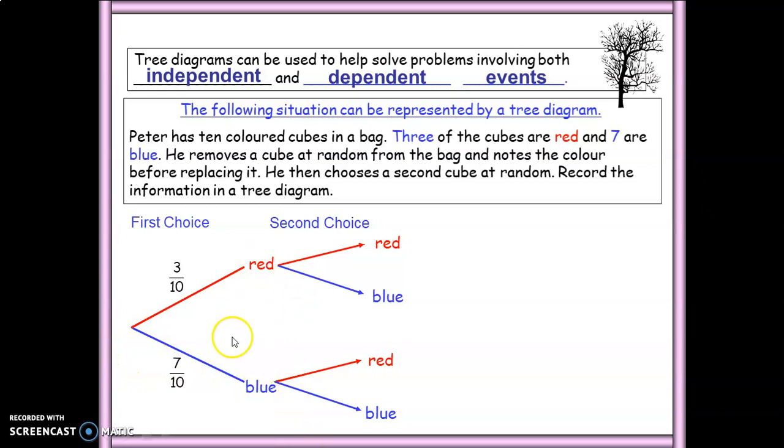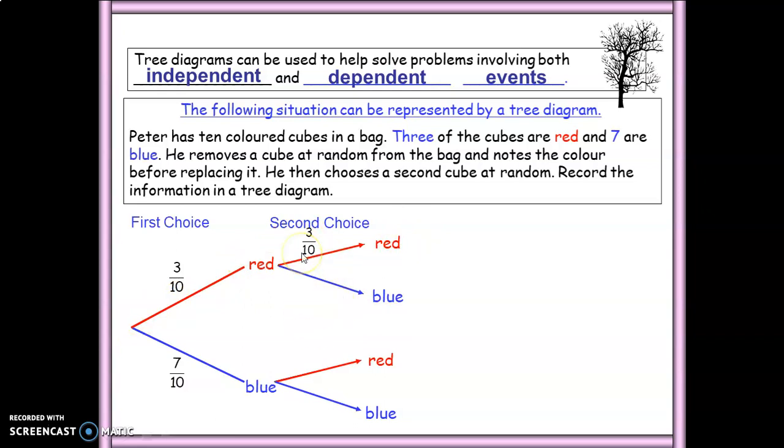Now we are sitting here, and our path continues. If he chose a red first, now in his second choice of a cube, he can also choose a red or blue again. And likewise, if he chose a blue first, he also has a second choice, which is going to be either red or blue again. So this part here represents the same action, but it's shown twice because it follows the first action.